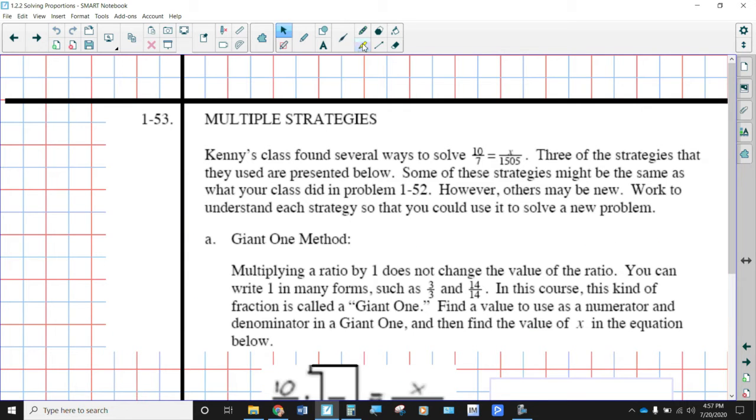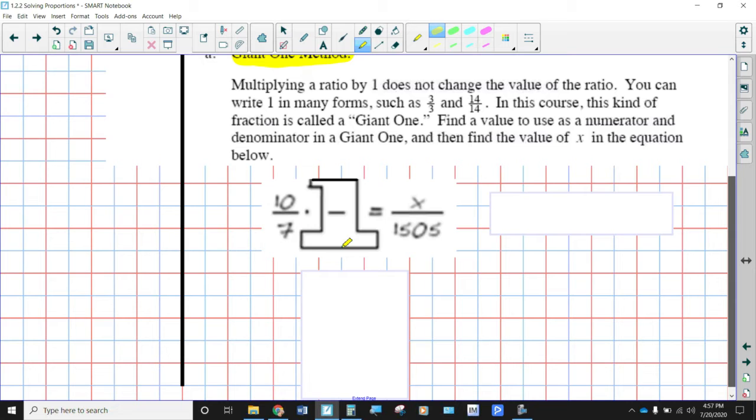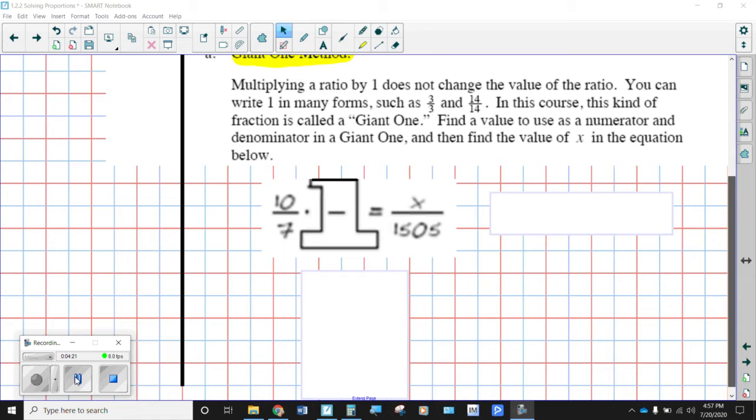Okay, so one strategy that I talked about is the giant 1. That is a great strategy if you've got some friendly numbers here. If you can figure out what number you multiply times 7 to give you 1,505, that number can be multiplied on the top and on the bottom. And in order to do that, you have to think in terms of your multiplication fact family. 7 times something is 1,505. Therefore, 1,505 divided by 7 will tell you what that something is. Go ahead and pause the video, see if you can figure out what that multiplier needs to be, and I'm going to pause as well.